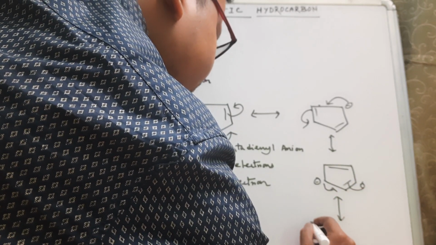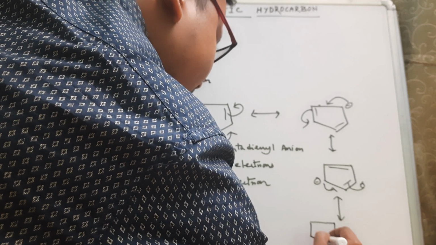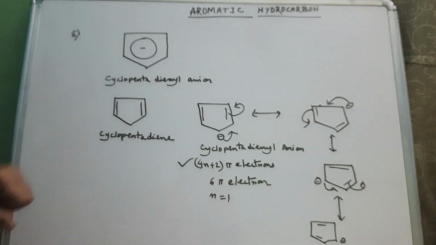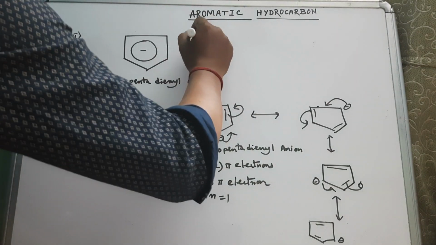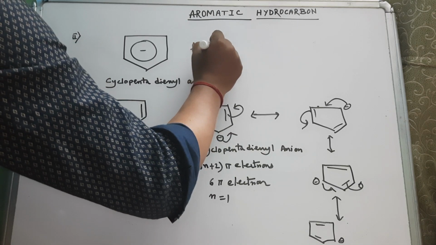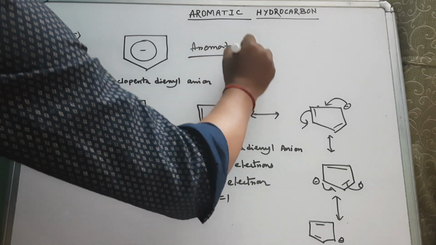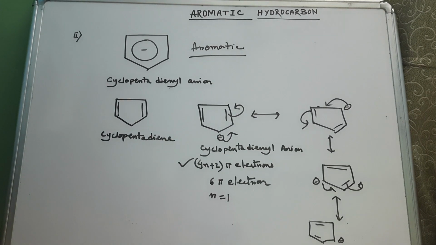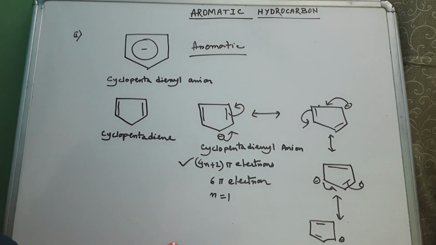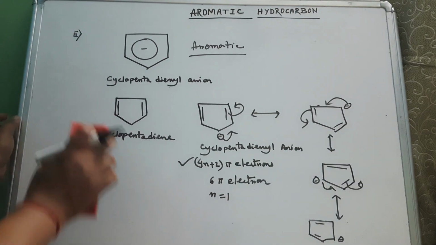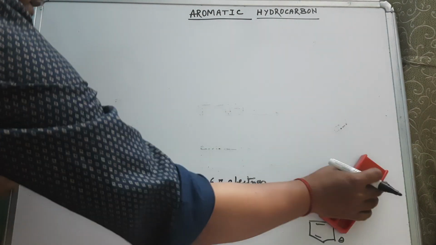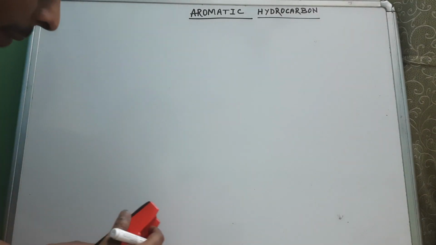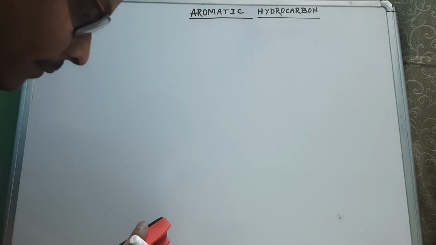So that means the cyclopentadienyl anion is aromatic. It is aromatic because it fits with Huckel's rule, 4n plus 2 pi electrons, where n equals 1, total 6 pi electrons. We'll see some more examples like this.